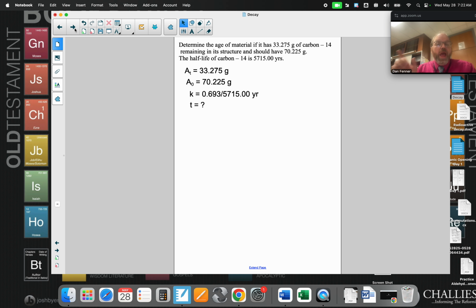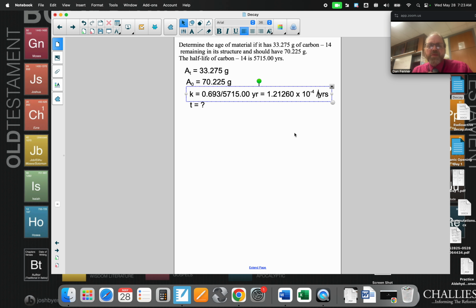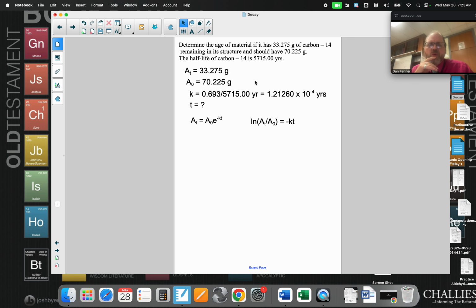5715.00 per year. And when we divide that, I have 6 sig figs. So I'm going to get 1.21260 times 10 to the minus fourth, or 0.00012126 per year. That should be per year. Sorry about that. Let me put that in there. So we put that in there, per year. All right, awesome.